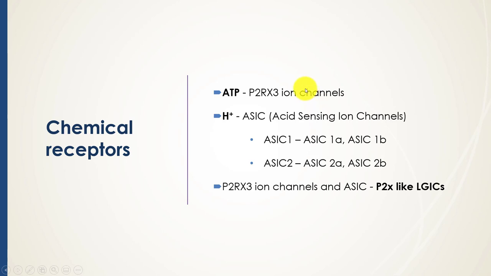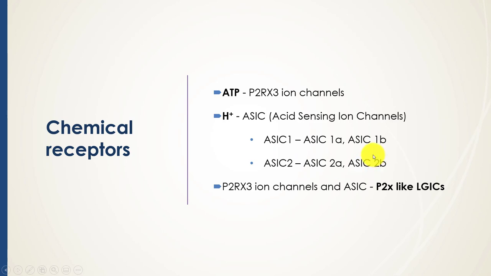They belong to the ligand-gated ion channels class. The receptors for protons are acid-sensing ion channels, which is abbreviated to ASIC. We find only specific types of acid-sensing ion channels in humans, like acid-sensing ion channel type 1 and acid-sensing ion channel type 2. See, type 1 and type 2 both have multiple splice variants, like acid-sensing ion channel type 1A, 1B, again, type 2A and type 2B, right?